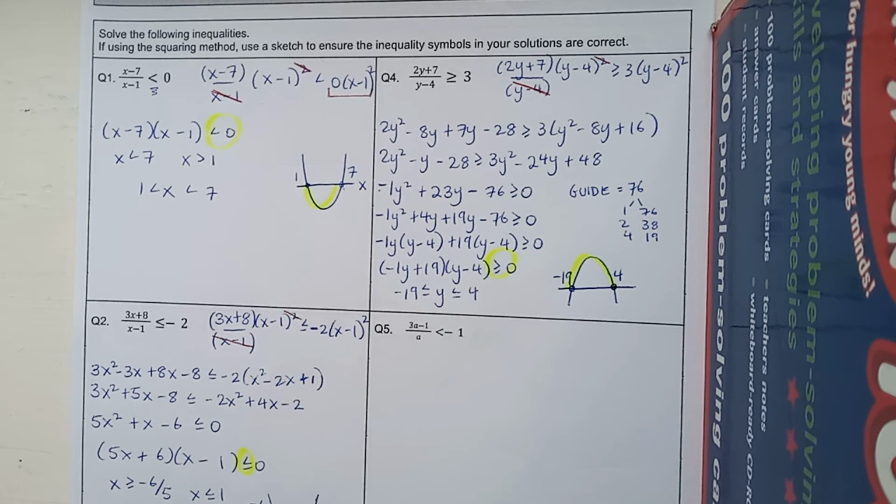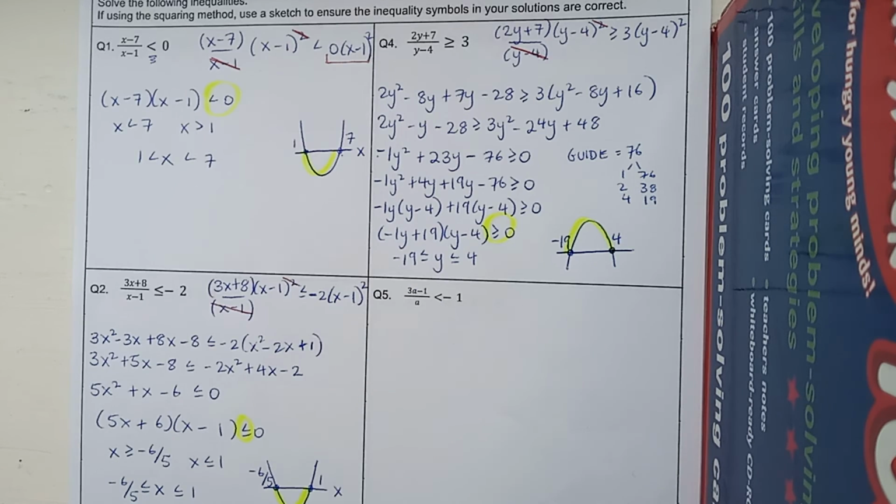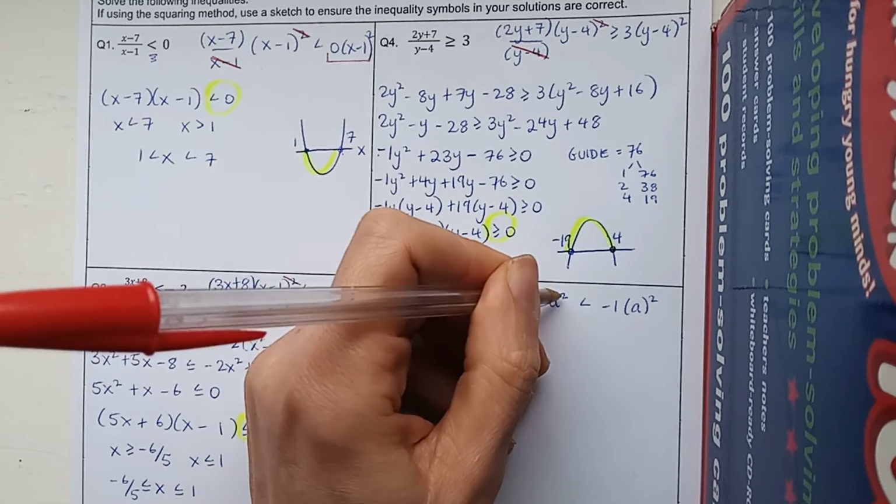On to question 5. I still have a variable in the denominator, so I'm still dealing with the same approach, timesing both sides by the denominator squared. This one should probably tidy up quite nicely. So I'm multiplying both sides by a squared. Notice again, the a in the denominator will cancel off against one of those a's, and then I'll multiply out and tidy up a little bit.